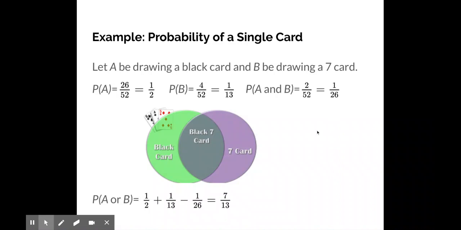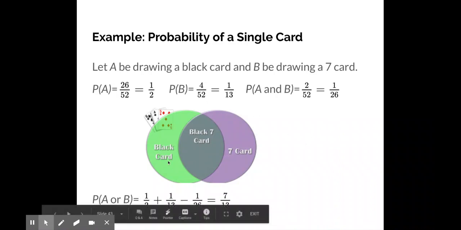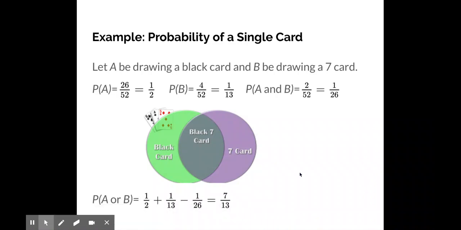Now, if we look at this image here, we can see we have black cards over here, 7 cards over here, and in here are our 2 black 7 cards. If I just add the probability of getting a black card and the probability of getting a 7 card, we would double count those 2 black 7s. We would count them once when we add the probabilities of getting black. We'd add them again when we add the probability of getting a 7. So we have to subtract off that 1/26 for that double counting, giving us a total of 7/13.